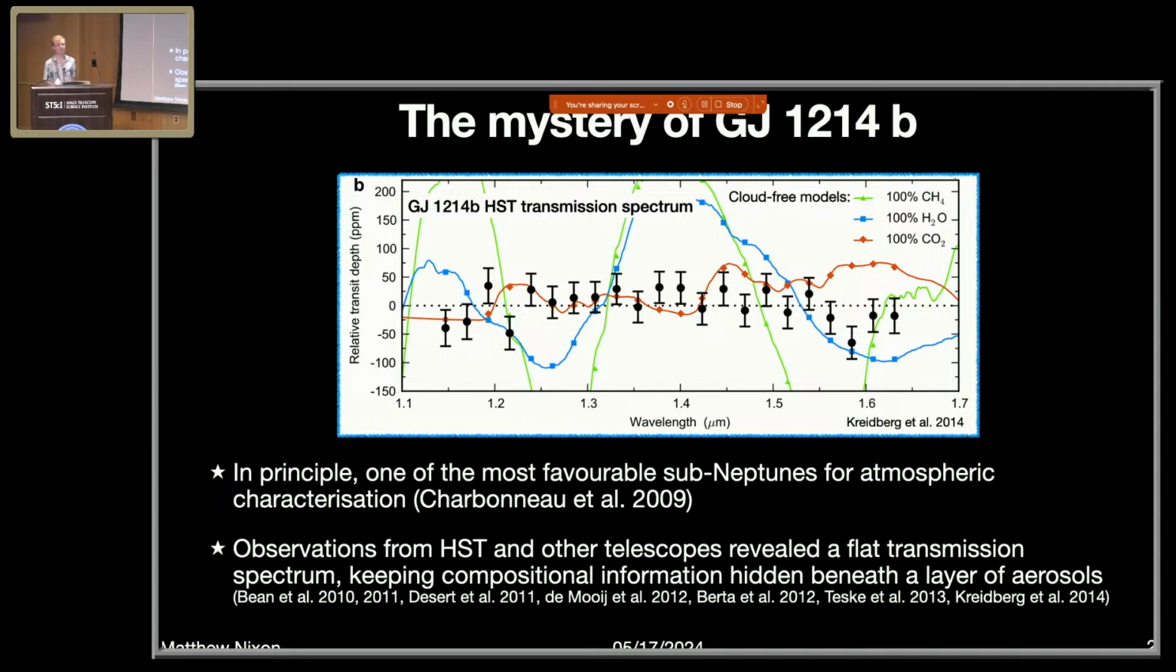And GJ1214b throughout this time has remained one of the most favorable sub-Neptunes in principle for further characterization of its atmosphere through spectroscopy, thanks to a favorable planet-to-star radius ratio and a bright host star. For this reason, it's been extensively observed from ground-based instruments and also using the Hubble Space Telescope. But it's turned out to be a little more challenging than we maybe would have thought at first.